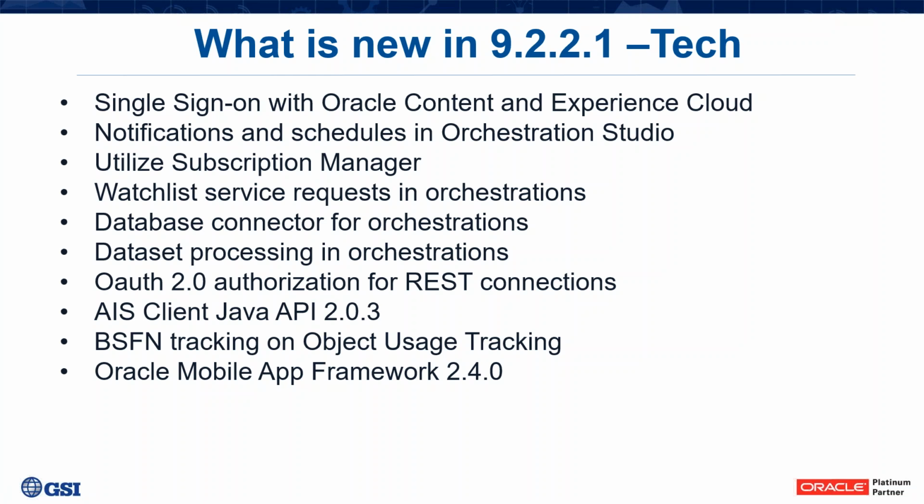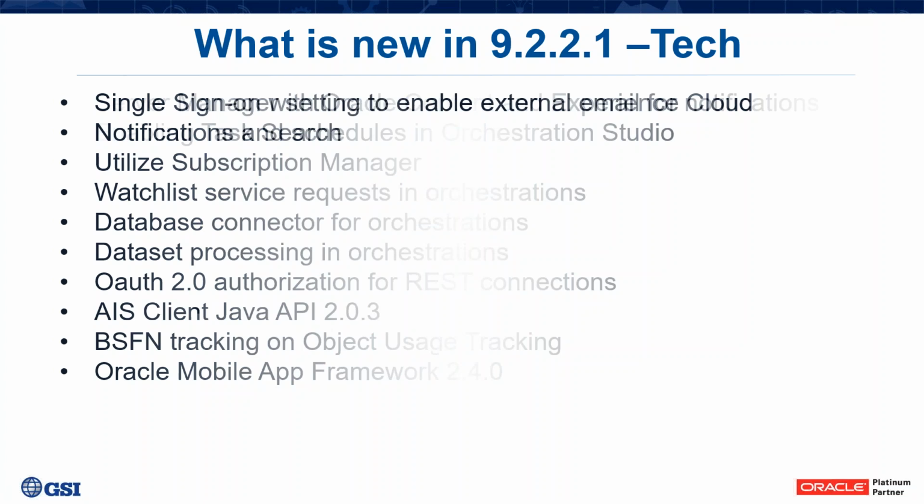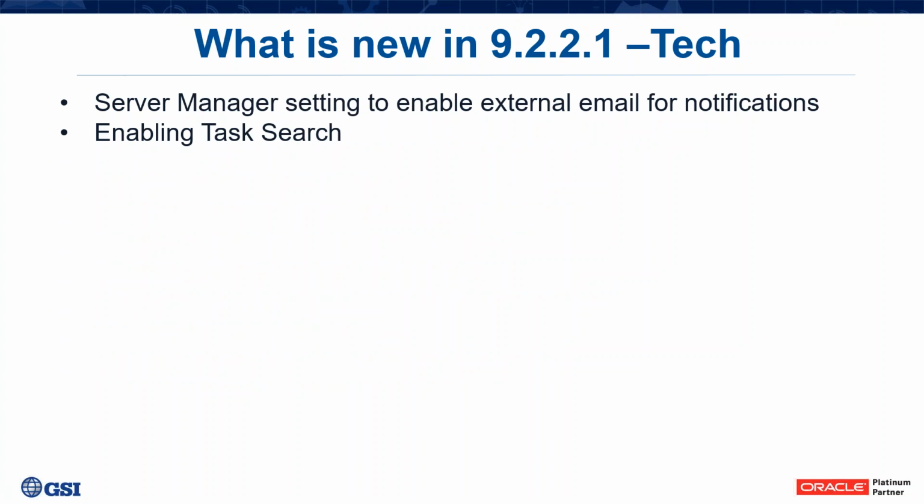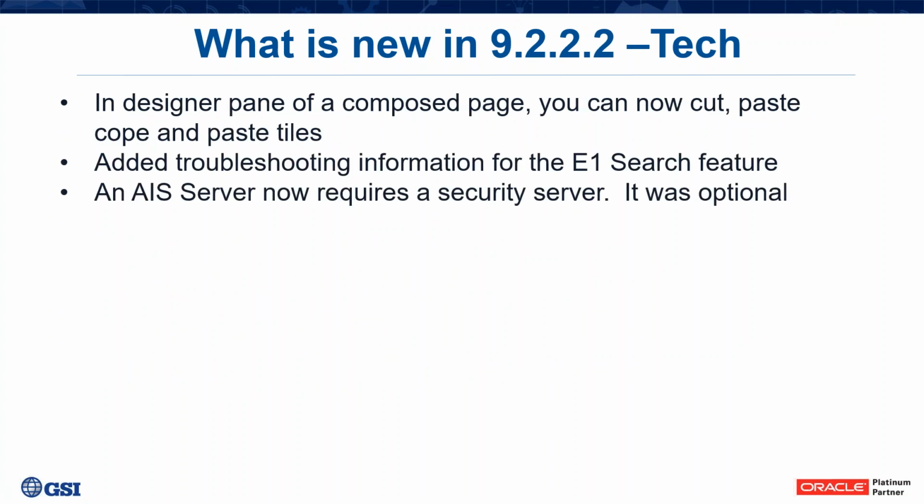You can process data sets. You have authorization, OAuth 2.0 for the REST connections, the Java API. There's business function tracking. Now in object usage tracking, you can track business functions. And also, I mentioned before, the Oracle Mobile App Framework 2.4. And then in addition, Server Manager now can send emails externally, and you can search on tasks. So these are some of the specific things we talked about in the overall that were either updated or introduced in 9.2.2.1.